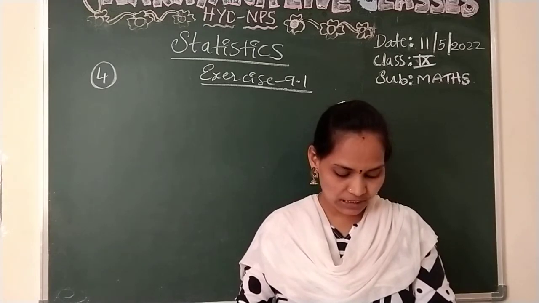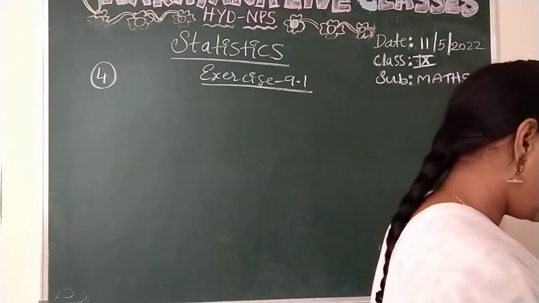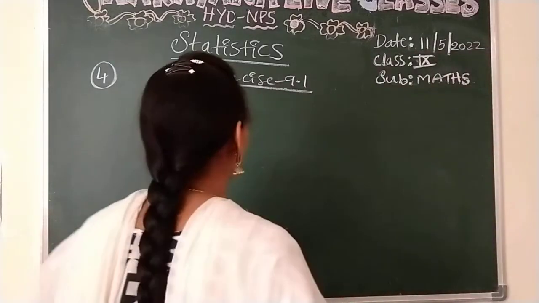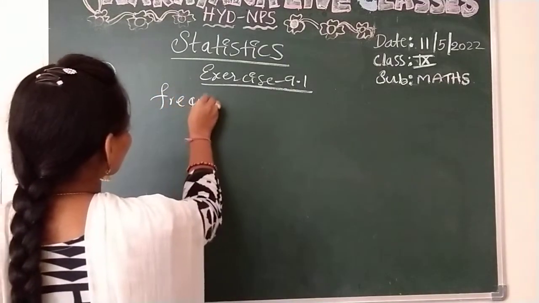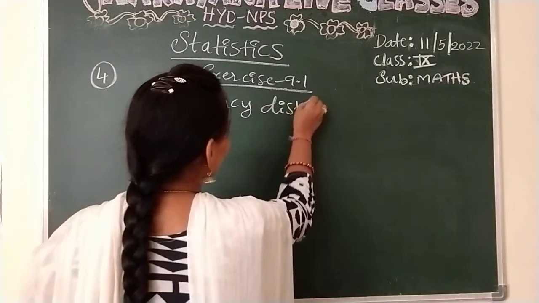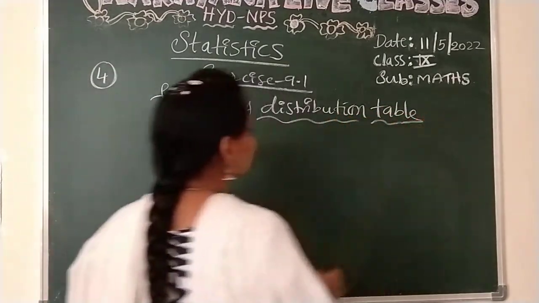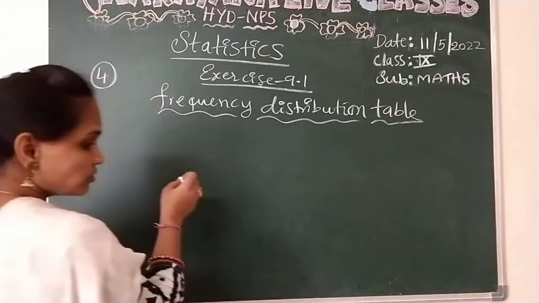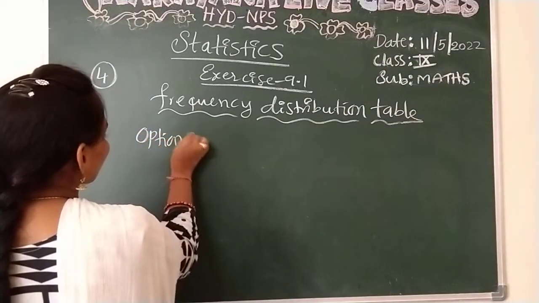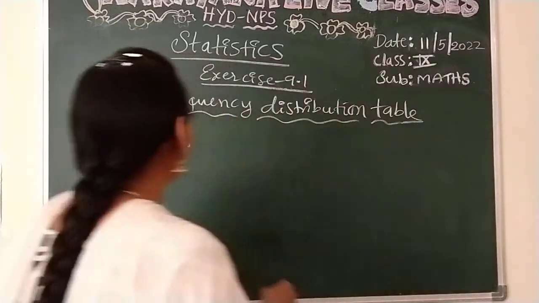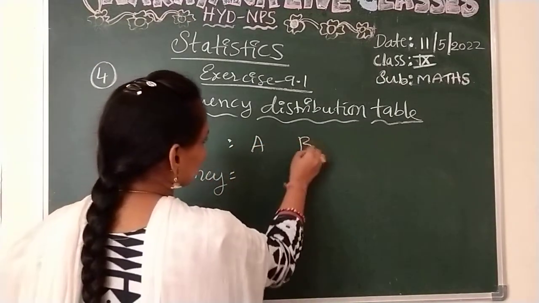Now we should represent the data in a frequency distribution table. So first you have to take the options. What are the given options? Frequency means how many times. Frequency distribution table, A, B, C. Okay, now options and frequency. Options given are A, B, C.